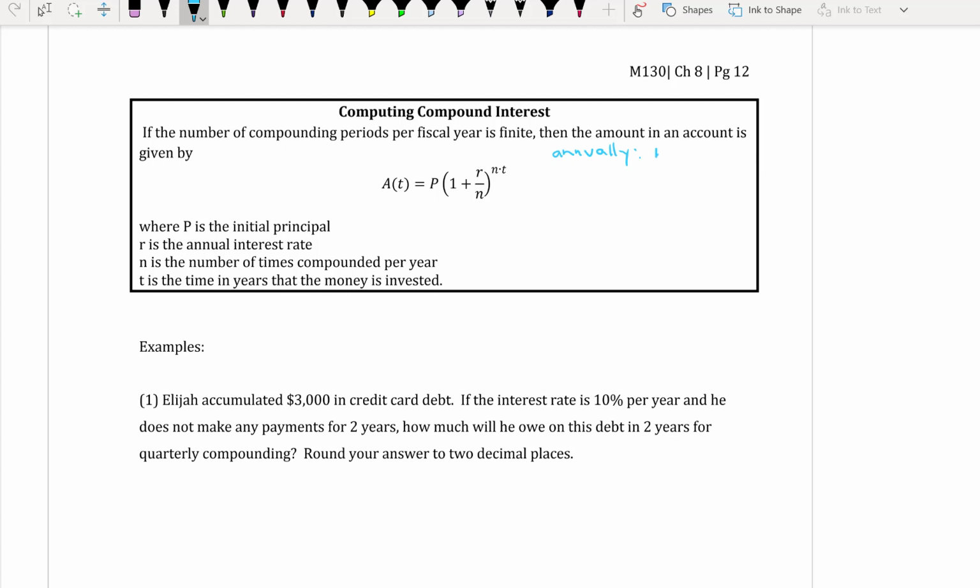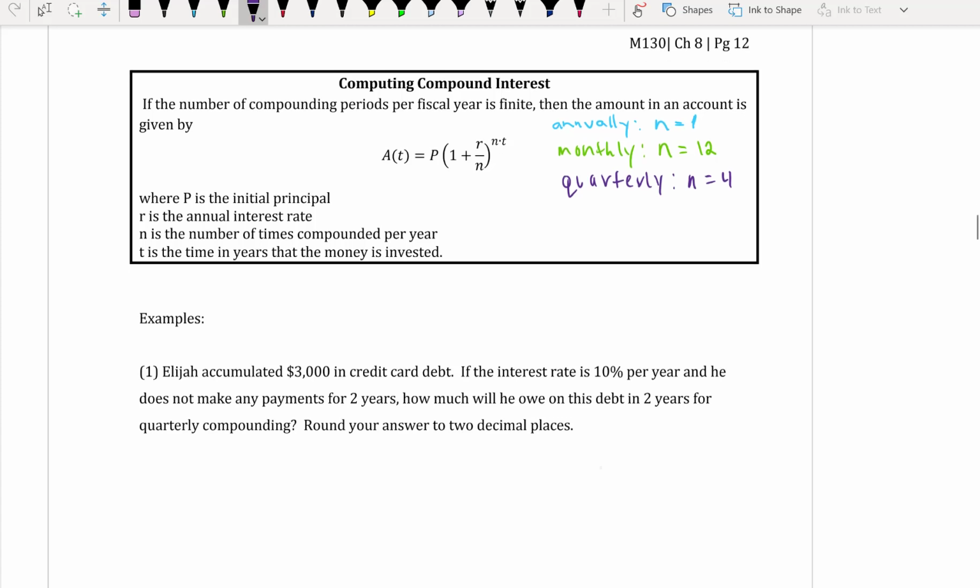well, that would happen for n is equal to 1 since it happens one time a year. And now if something was monthly, well, that would tell us that our n value would be equal to 12 since there's 12 months in 1 year. And we also have it quarterly. And that's for n is equal to 4, because quarterly means it's going to happen 4 times a year. So those are the most common ones that we have.